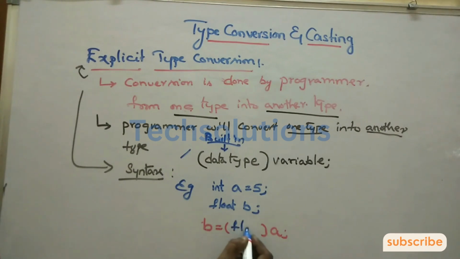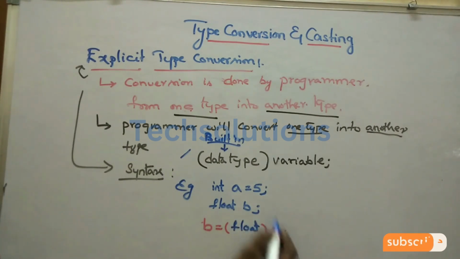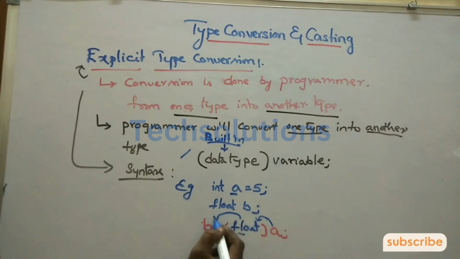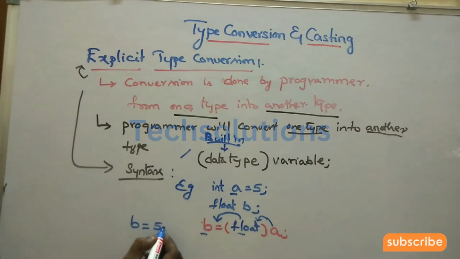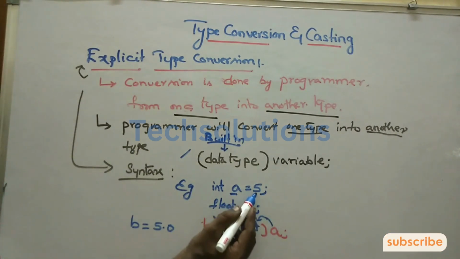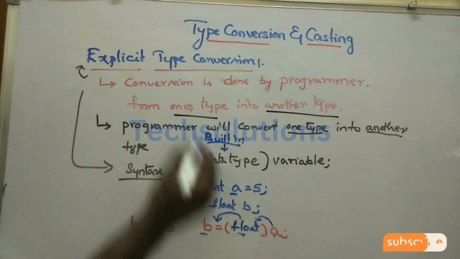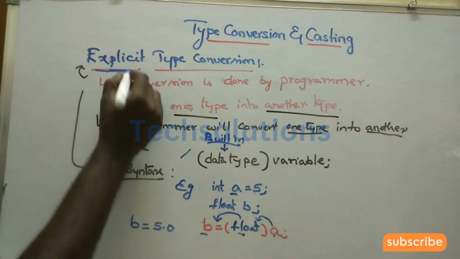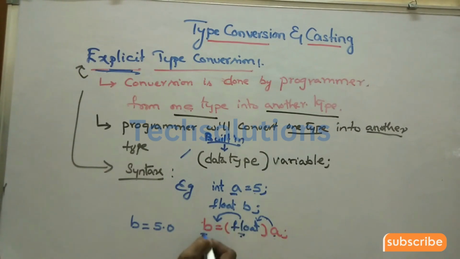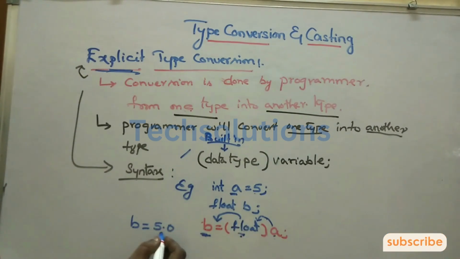Now float of a means that a is an integer, and this integer will be converted into a float that will be assigned to b. Now what is the value of b? The value of b is 5.0. Clear? The value of a is an integer, that is 5. If we convert this integer into float by the explicit conversion and then assign the value to b, what is the b value? 5.0.